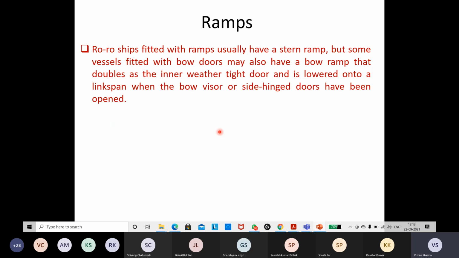Ro-ro ships fitted with ramps usually have a stern ramp, but some vessels fitted with bow doors may also have a bow ramp that doubles as the inner weathertight door, which we just discussed, and is lowered onto a link span when the bow visor or side hinge doors have been opened. Link span means, beta, when this ramp opens, it provides a link between the ship and the jetty. So it forms a link span.